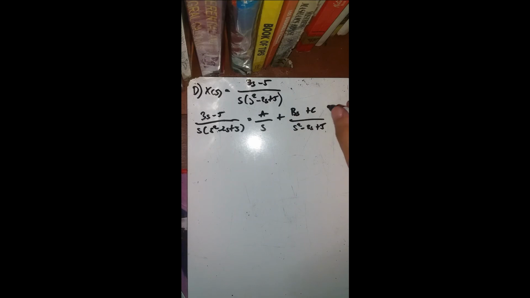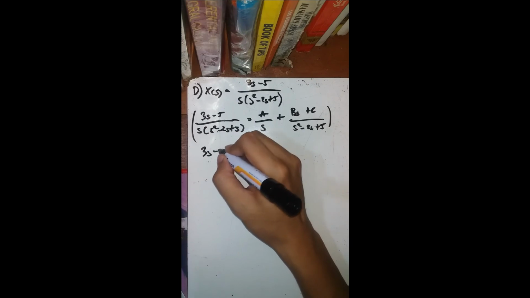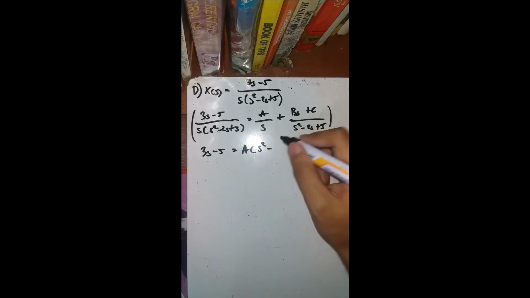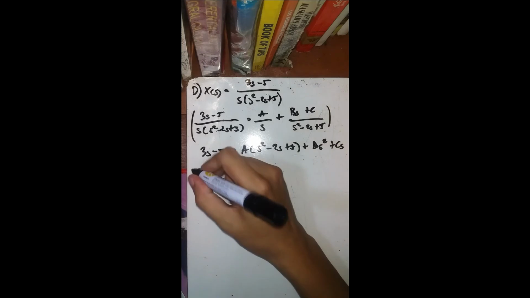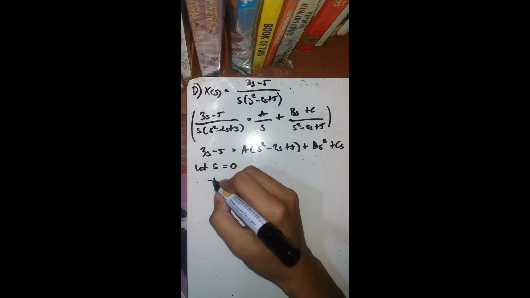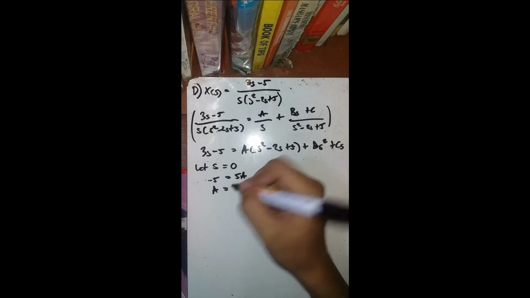Okay, again, what I did is another method, the coefficients. So we multiply this by your denominator, and here is your new formula. 3s minus 5 equals your A times s squared minus 2s plus 5 plus Bs squared plus Cs. Next, I'll let s is equal to 0. So we have here negative 5 equals 5A. So your A now is equal to negative 1.